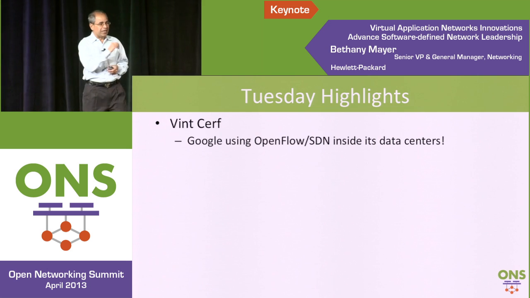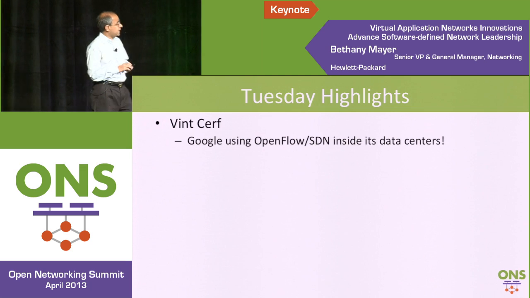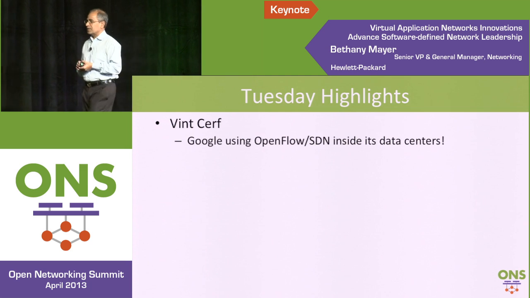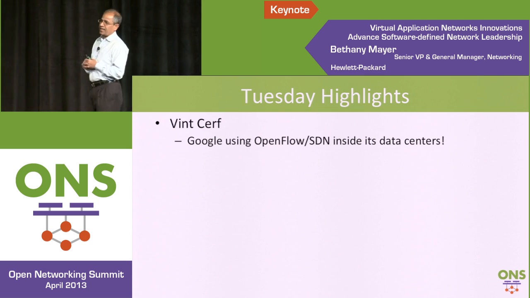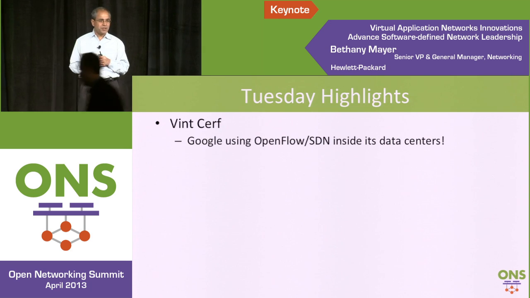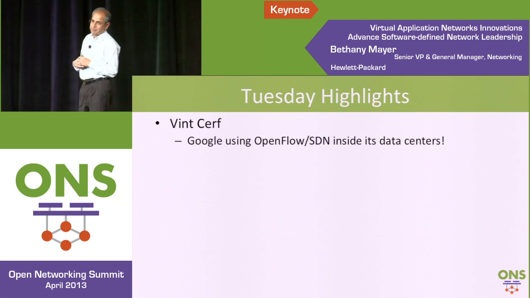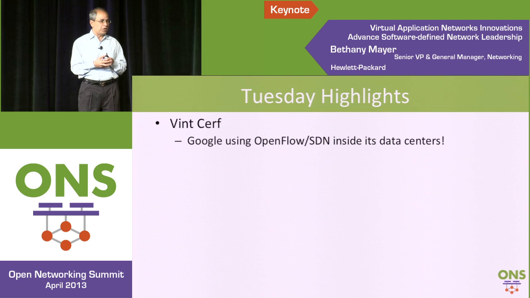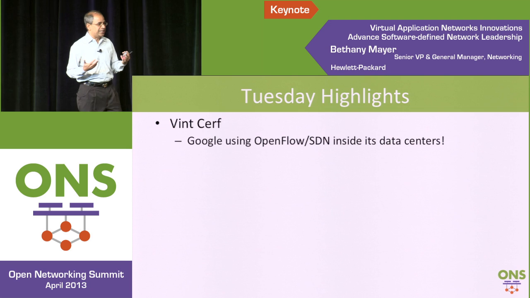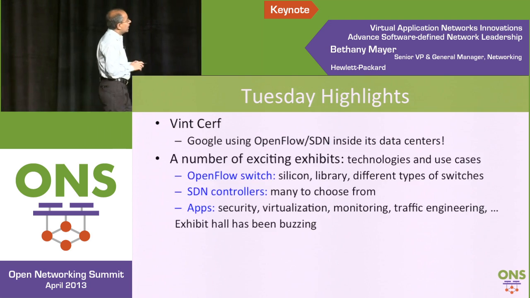But he said something that went unnoticed, I thought, and that is, he said Google is now using OpenFlow SDN inside the data centers. Now, last year, Urs gave a keynote talk and said that Google is using SDN to interconnect their data centers. And we suspected that Google is using OpenFlow and SDN inside the data center. But yesterday was the first time in a public setting that Google acknowledged that they are using OpenFlow and SDN inside the data center. And I was surprised that that went unnoticed. This is big news, and it has not yet become news. Okay, so that was, I thought, interesting.